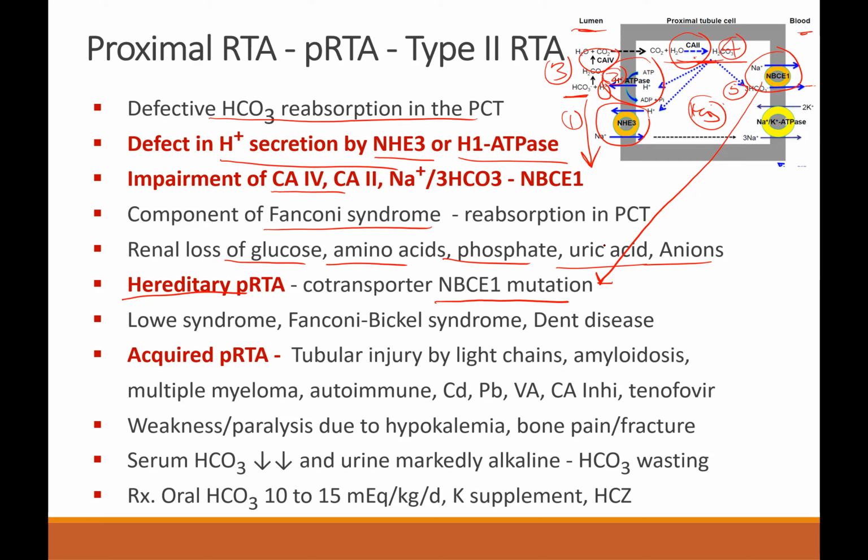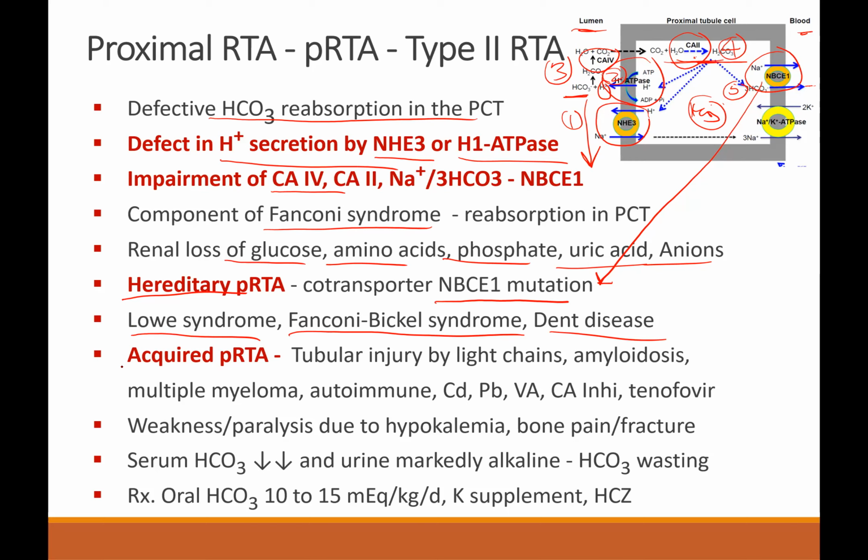Why is it called tubular? Because the defect is in the tubule. It is renal because it is a renal tubule. Okay, so hereditary PRTA, the co-transporter NBCE1 mutation. There are other mutations, an X-linked one, an autosomal recessive Fanconi-Bickel, or the Dent disease, which is also an X-linked disease, which are rarer syndromes which you may not remember. But remember, there are some genetic syndromes associated with PRTA, and the basic defect is NBCE1 mutation. Names are not important.